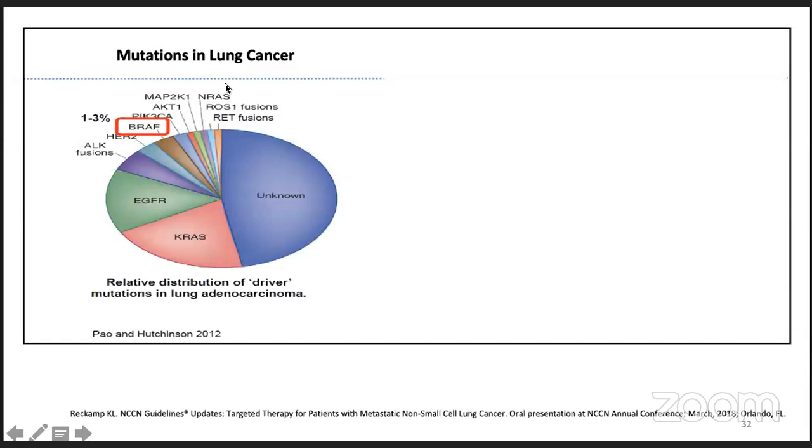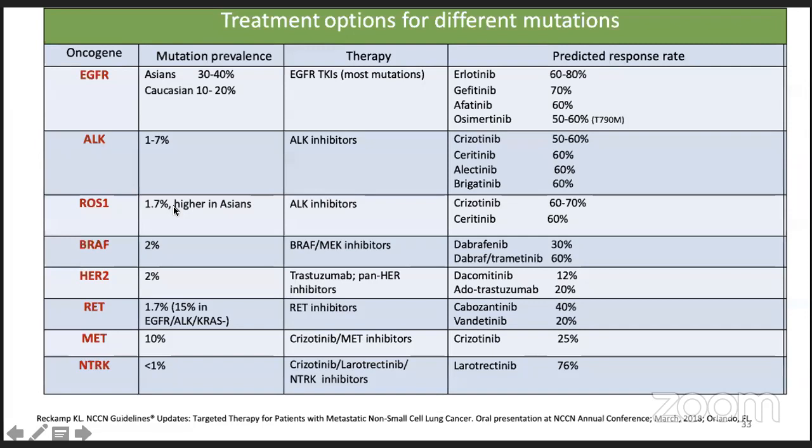It's important to know about the mutations in lung cancer. We have many mutations not known, and we have known mutations. Some of those mutations we can target with medications. So EGFR, ALK, ROS1, and others are the targetable mutations. And this is the prevalence of those mutations, and those are the drugs. What's important is that we have drugs that can target those mutations, for example, EGFR TKIs, ALK inhibitors, and others.